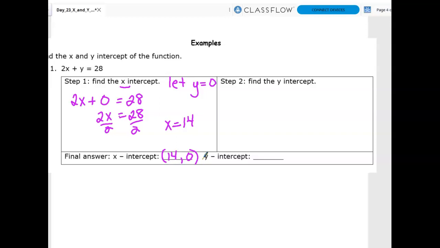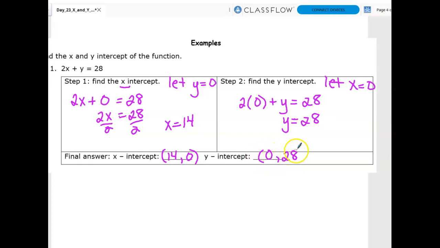Now to find the y-intercept, I'm going to let my x be 0. When I do that, I've got 2 times 0 plus y is equal to 28, or just y is equal to 28. So my y-intercept would be 28, so my x in this case would be 0, and my y is 28. Remember, an ordered pair is always in the form of x and then your y. If you graph it, you go to the right or the left first, horizontally, and then you go vertically.